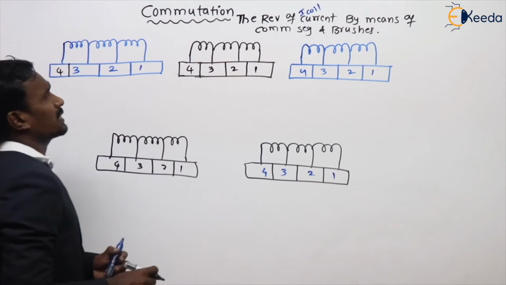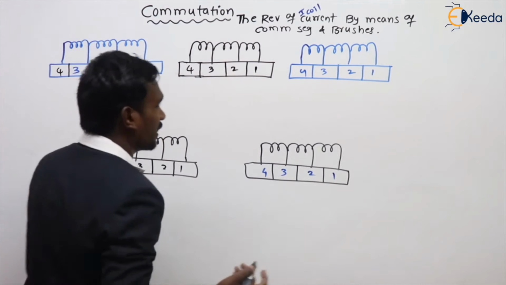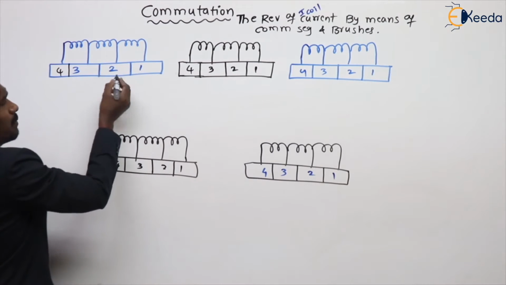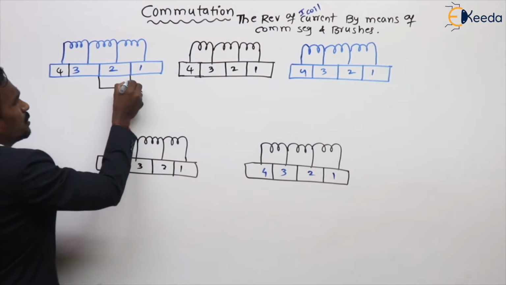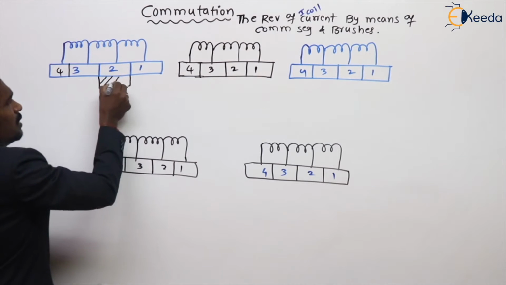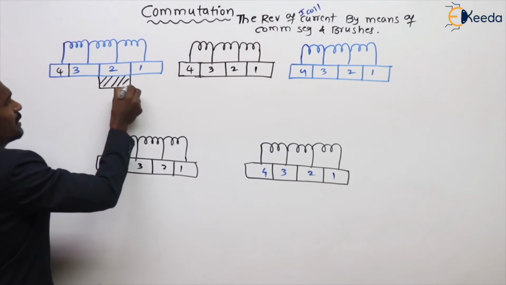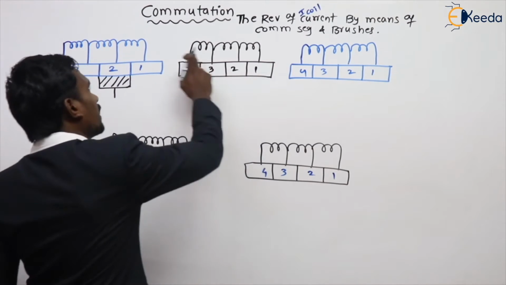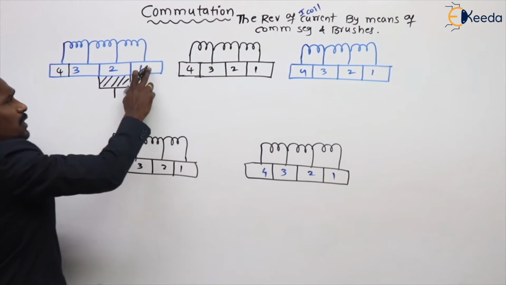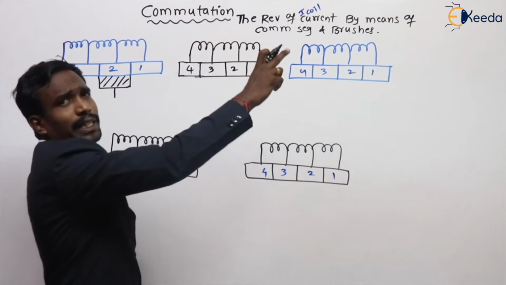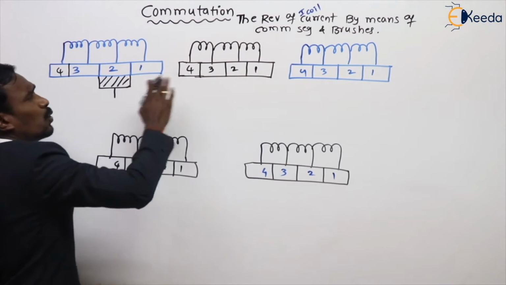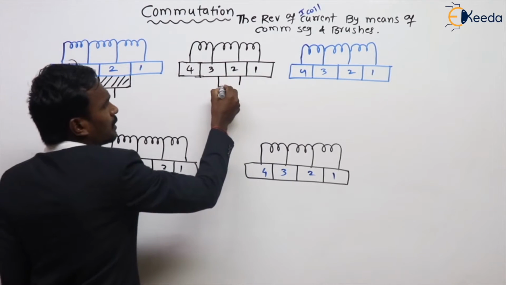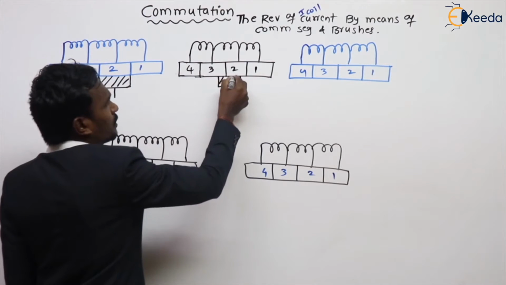How am I going to explain this commutation process? See here carefully. For example, first of all, my brush is connected to the second commutator segment. But actually the armature is rotating. When the armature rotates, my commutator also rotates. When my commutator moves forward, after some time, this is my brush position.